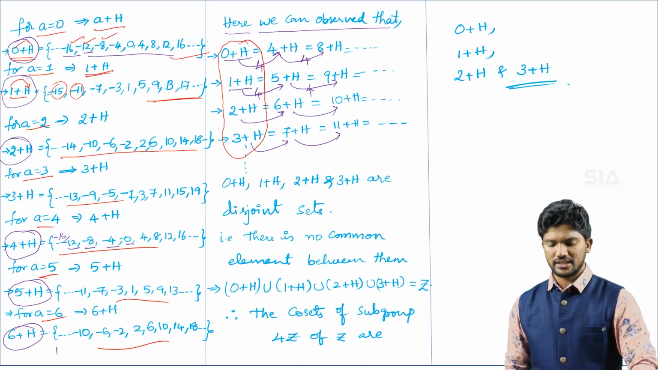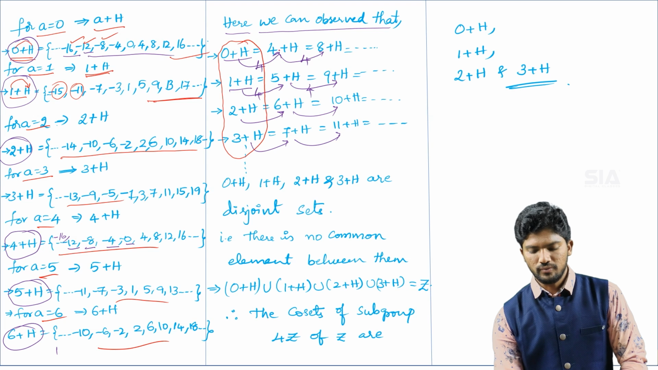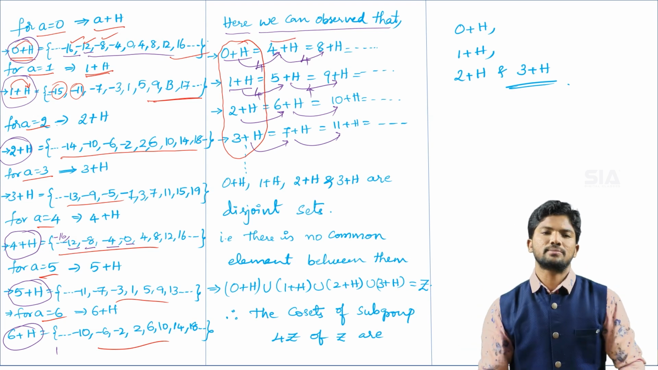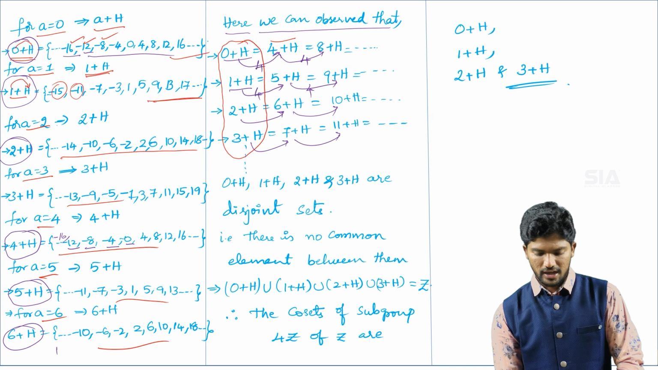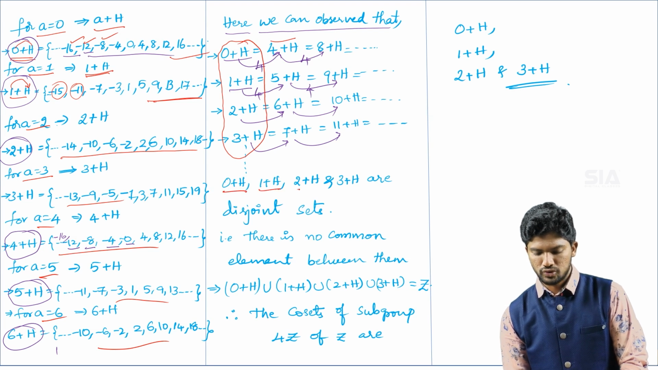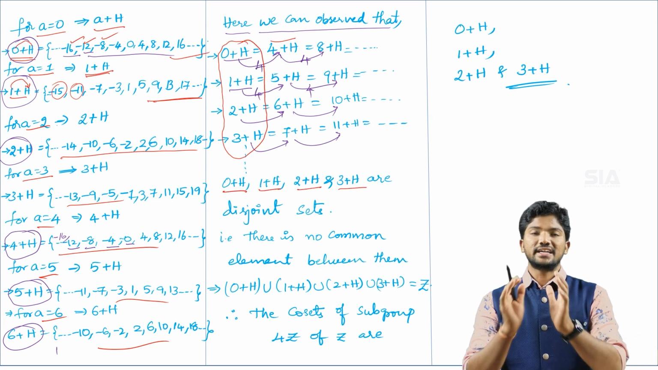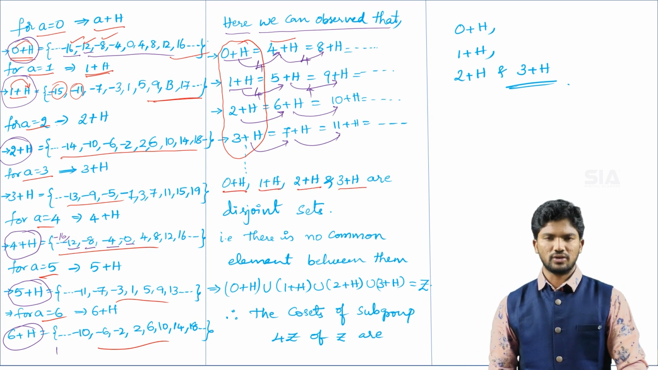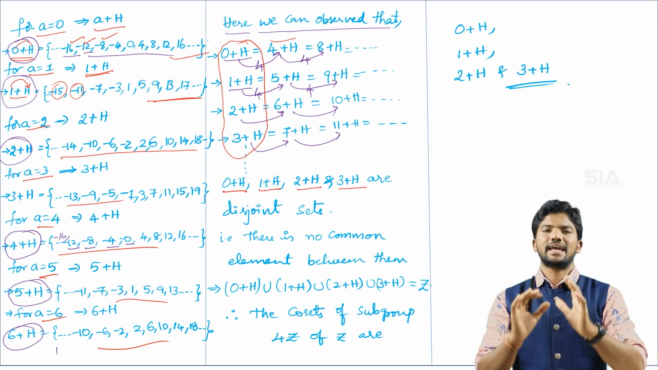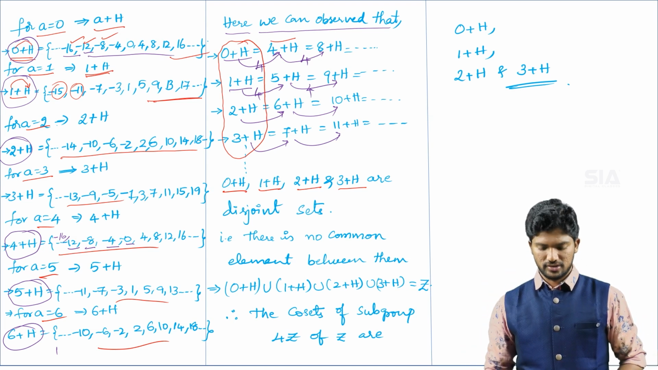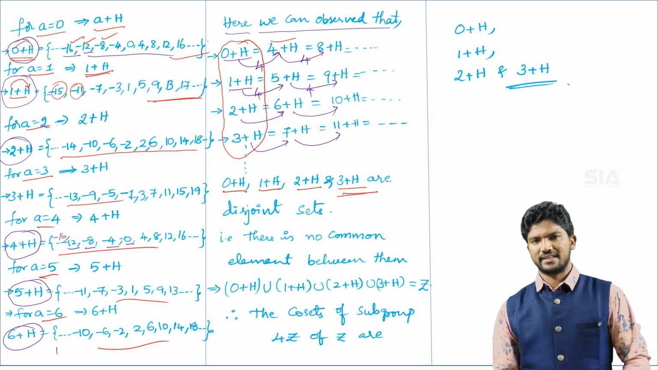After 3 plus H, you will get 4 plus H. From 4 plus H, again you will get 0 plus H values only. So then you have to ignore them. Only 0 plus H, 1 plus H, 2 plus H, 3 plus H are the disjoint sets. In those sets only you will have the different elements. From 4 plus H, again you will get the same numbers and repetition occurs. So therefore you need to stop the process there only.